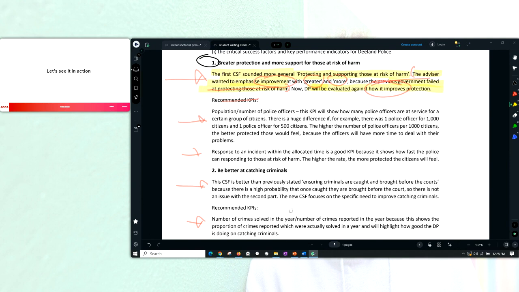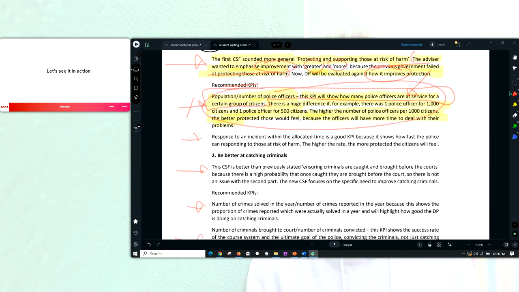Now look at this. KPI, population per number of police officers. This KPI will show how many police officers are at service for a certain group of citizens. So many people stop their discussion of a KPI right there. And this is now describing the KPI, not justifying it. Right? One of the reasons people fail, because we're used to business writing and being really, really efficient in email. But guys, we've got to develop the idea further, justify. There is a huge difference, for example, if there was one police officer for 1,000 people versus one for 500. The higher the number of police officers, the better protected the people feel. They have more time to deal with their problems. Guys, marks are happening there. Write a little bit more. Develop your idea. State the obvious.